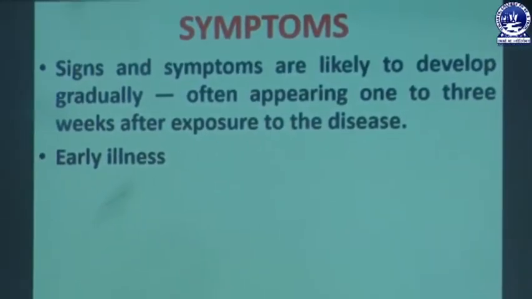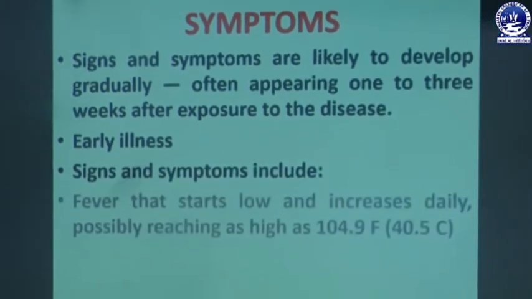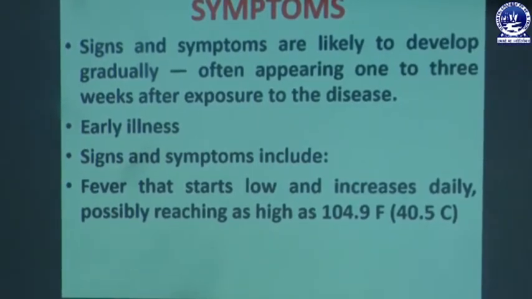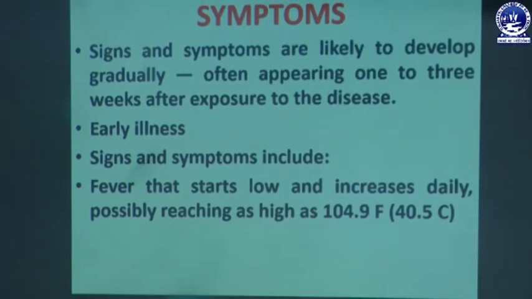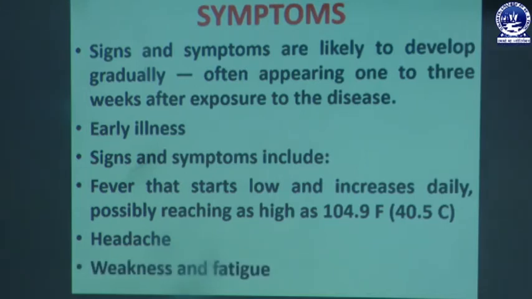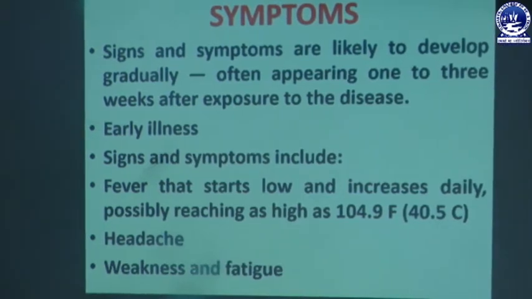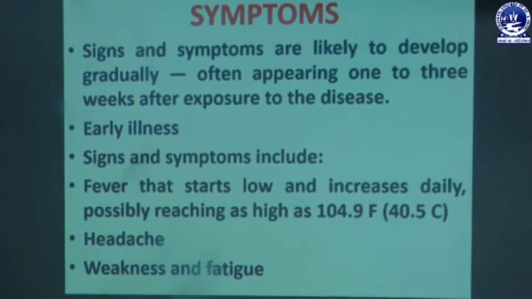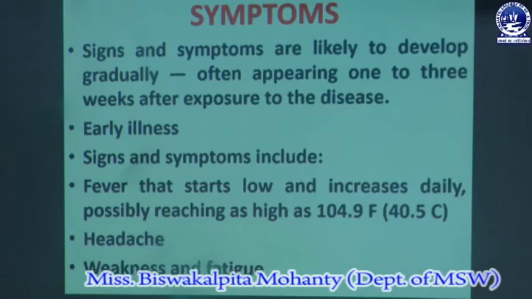These signs and symptoms are early illness signs and symptoms, which include fever that starts low and increases daily, possibly reaching as high as 104.9 Fahrenheit or 40.5 degrees Celsius, and headache, and next is weakness and fatigue. So when a person is suffering from headache, feeling weak and fatigued, and the person's fever is very high, with body temperature at 104.9 degrees Fahrenheit or 40.5 degrees Celsius, then we can know that the person is suffering from typhoid disease from these symptoms.